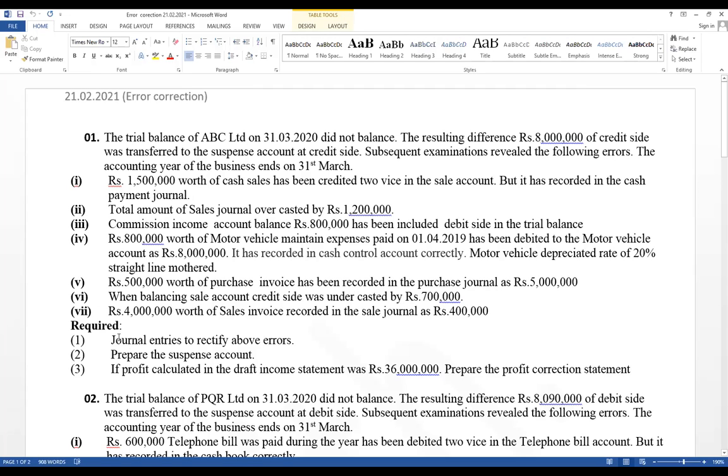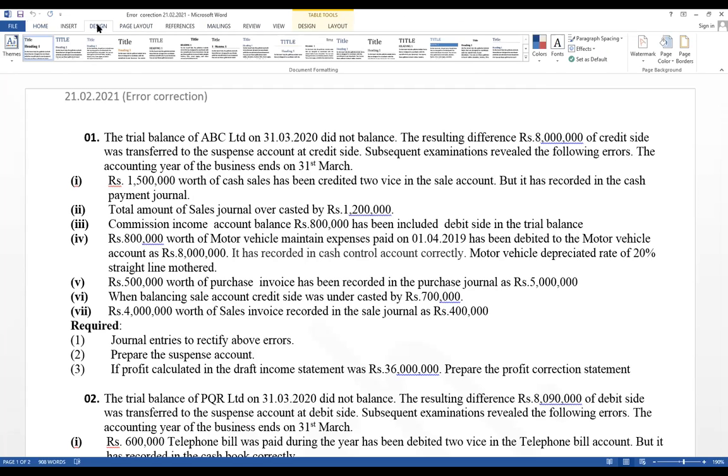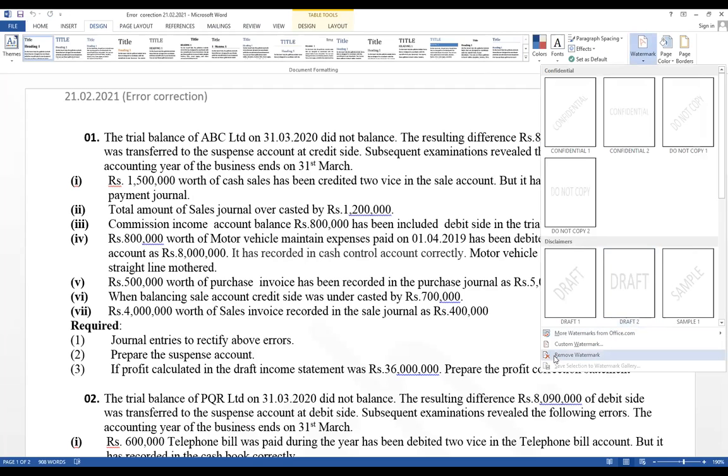Think about the requirements. Those are the things you have to know under this lesson. First one, journal entries to rectify the above errors. Error correction, the double entry as a journal entry should be written. And prepare the suspense account balance. Suspense account, opening balance is given. After correcting the above errors, the suspense account should be equal on both sides. The next one, it has given that if profit calculated in the draft income statement was rupees 36 million, they ask to prepare the profit correction statement.